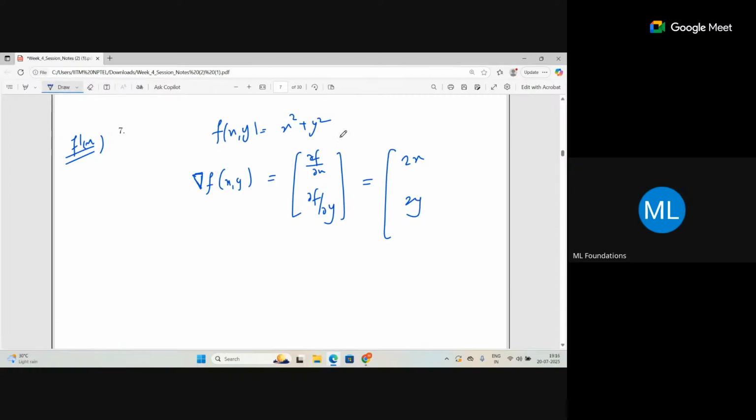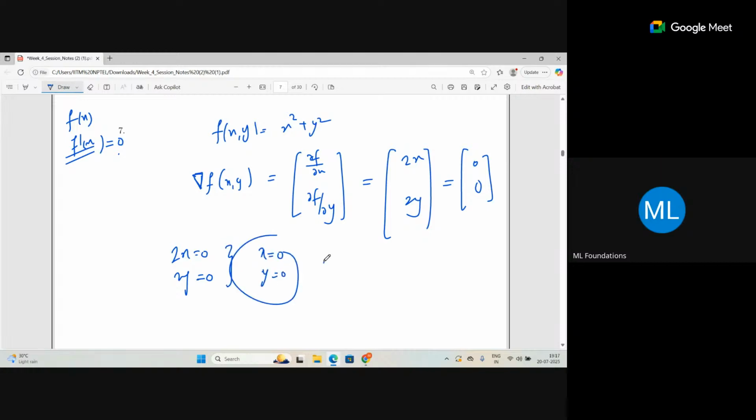Let's say generally, what is the flow? You are given f of x. What do you do to find out the stationary points? You equate the first derivative to 0, right? Here also you have to equate it to 0. So that is 2x equal to 0 and 2y equal to 0. That gives me x equal to 0 and y equal to 0. These are the stationary points.